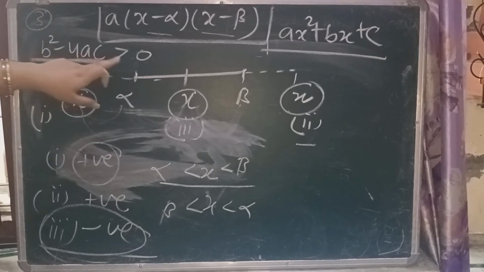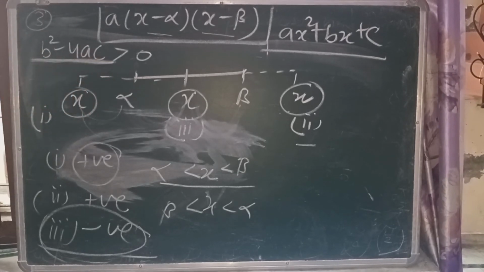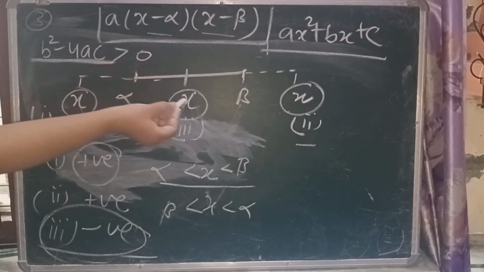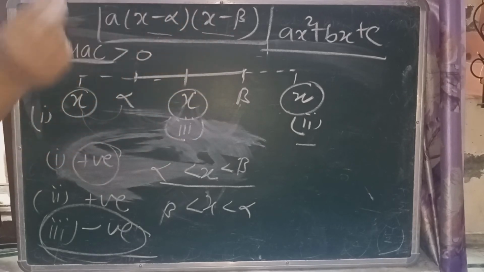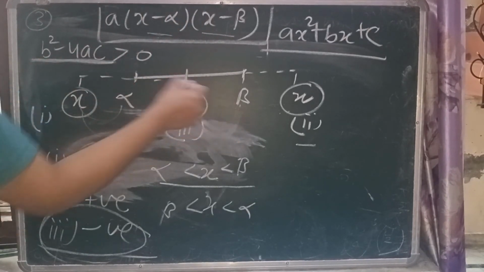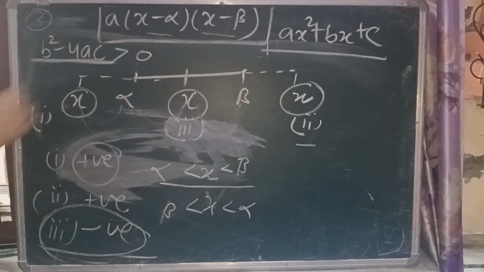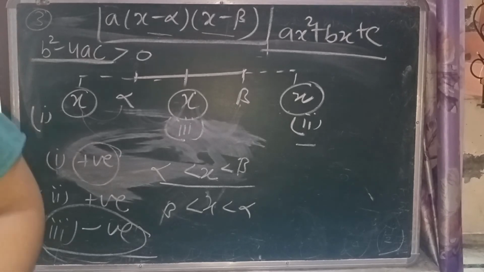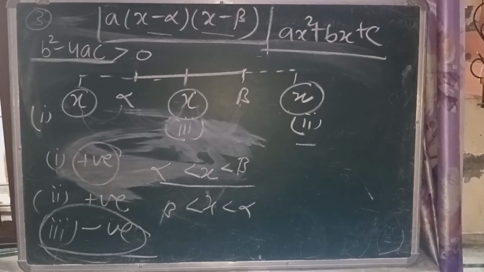When b square minus 4ac is greater than 0, then we have 3 conditions. The first condition: x is less than alpha and beta, then the expression is positive. The second condition: when x is greater than alpha and beta, then also positive. But whenever x lies between alpha and beta, in that condition only can we say that the expression is negative.